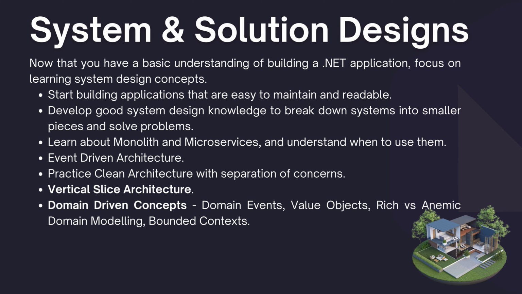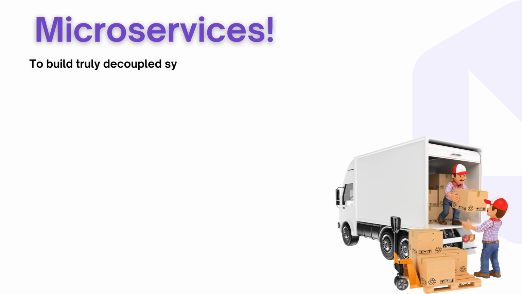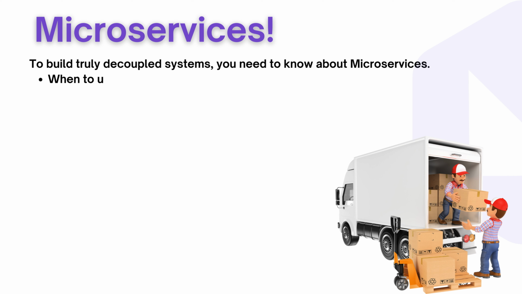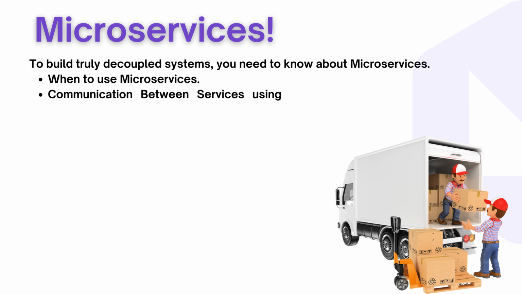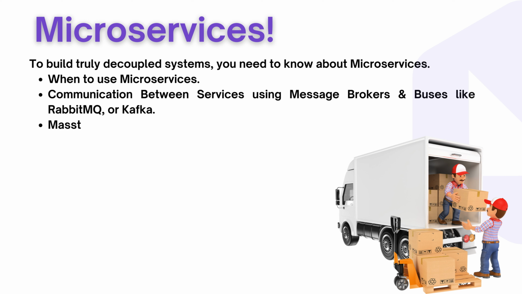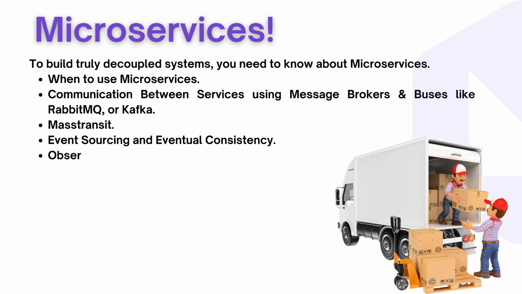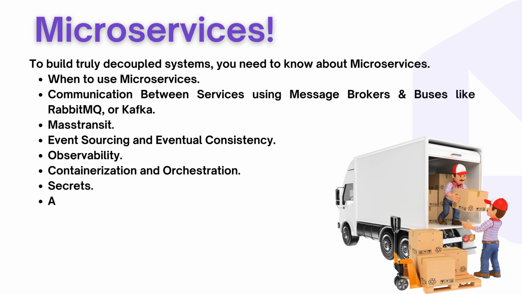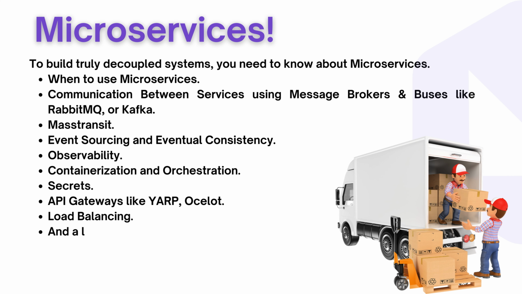Vertical slice architecture. Microservices. To build truly decoupled systems, you need to know about microservices. When to use microservices, communication between services using message brokers and buses like RabbitMQ or Kafka. MassTransit. Event sourcing and eventual consistency. Observability. Containerization and orchestration. Secrets. API gateways like YARP, Ocelot. Load balancing. And a lot more.